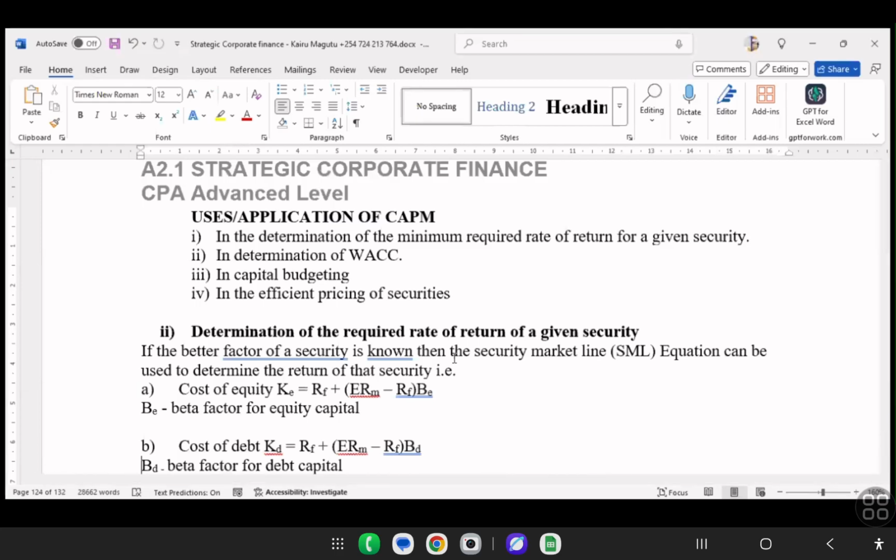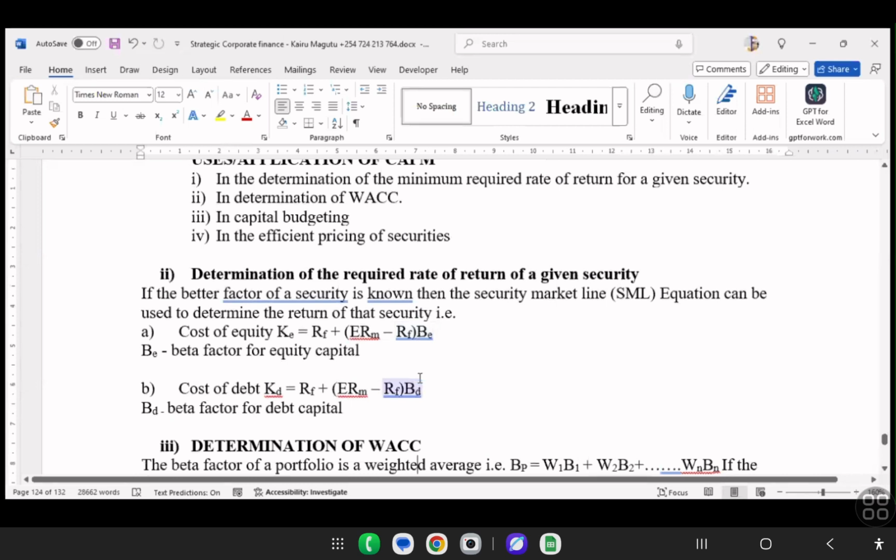The first one is determining the required rate of return for any security. The other one is determining the weighted average cost of capital. The other one is investment decision, and the other one is the efficient pricing of securities. I want us to go to determination of the required rate of return of securities.